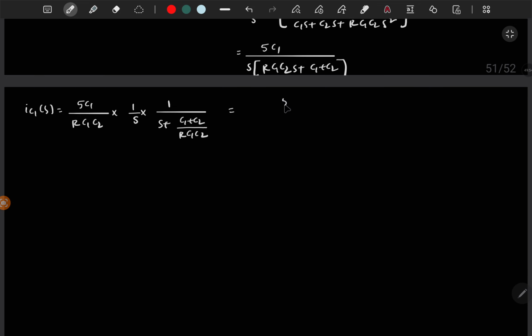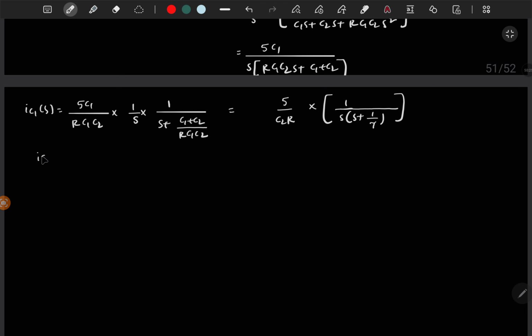And phi by C2R times 1 by s into s plus, so this is 1 by tau, right? C1 C2 by C1 plus C2 is C equivalent, and if you multiply that with R, then you will get the time constant. So this is simply 1 by tau.